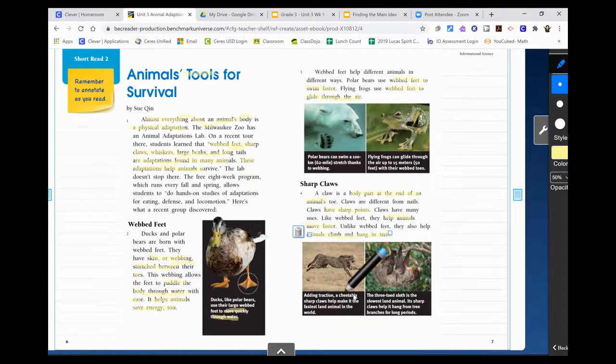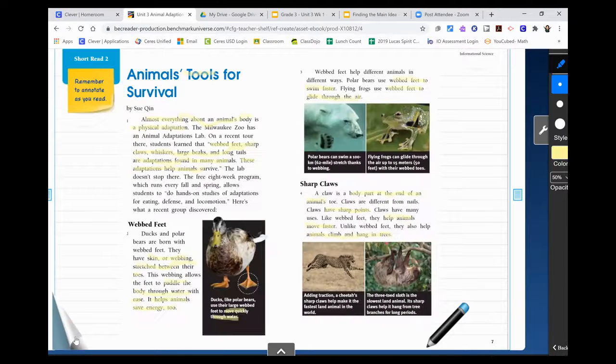Adding traction, a cheetah's sharp claws help make it the fastest land animal in the world. So this picture adds to this paragraph where it says that it helps animals move faster. And as you can see, the cheetah is the fastest land animal in the world. This next picture, the caption says, the three-toed sloth is the slowest land animal. Its sharp claws help it hang from tree branches for long periods. So this also supports this paragraph where it says that it helps animals climb and hang in trees. As you can see, here is the sloth hanging from the tree branch.